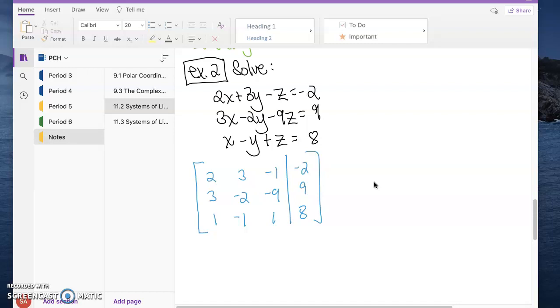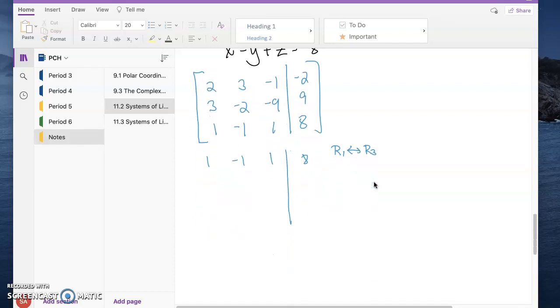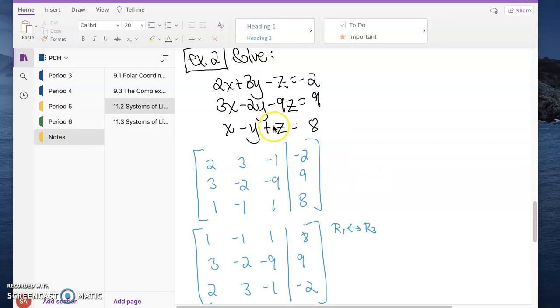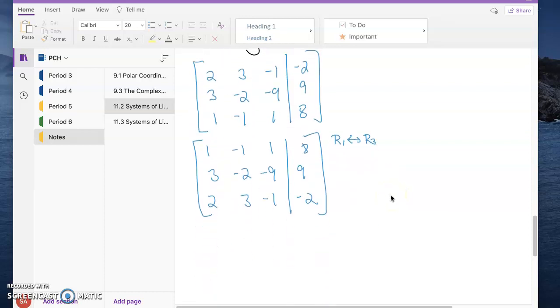I would recommend that we take our row 1 and switch it with our row 3. Doesn't matter if you use capitals or lowercase for that one. So that then I'm going to have an easy way to get that 1 in the top left position. And all that really is doing is, like I said before, it's like writing the equations in a different order. I have this equation on the top and this equation on the bottom, and of course we can do that.